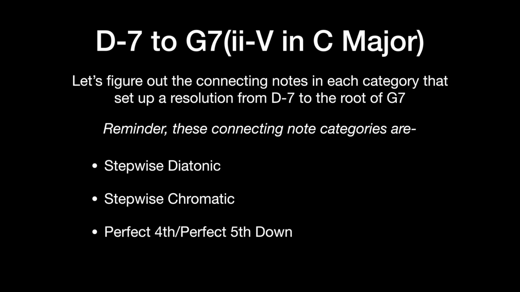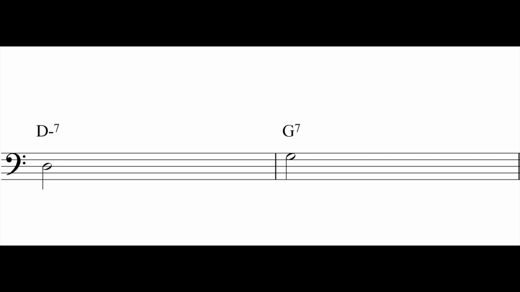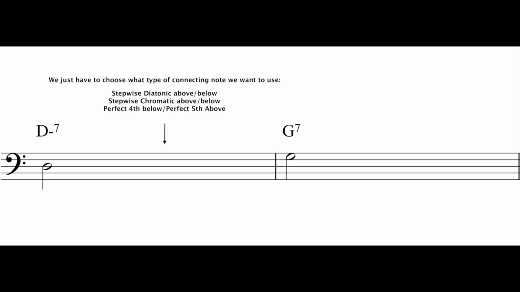So D minor 7 and G dominant 7. Let's go through each of these and figure out what the connecting notes would be. We'll set up a really simple template of just half notes because it eliminates what we really have to think about. We start on our root D, then we play our connecting note, and then we land on G. The only decision making involved then is what the connecting note will be and what octave we choose to play in.